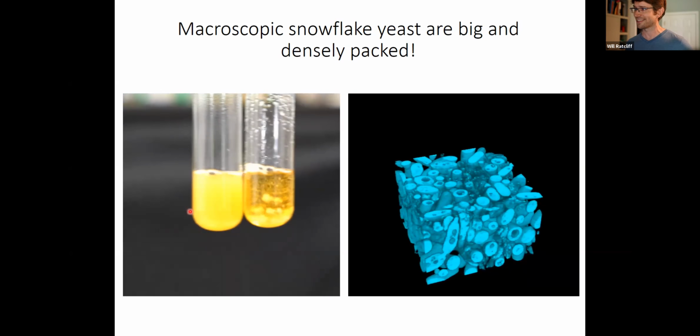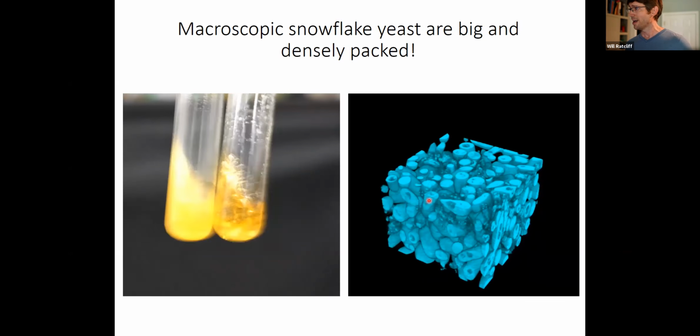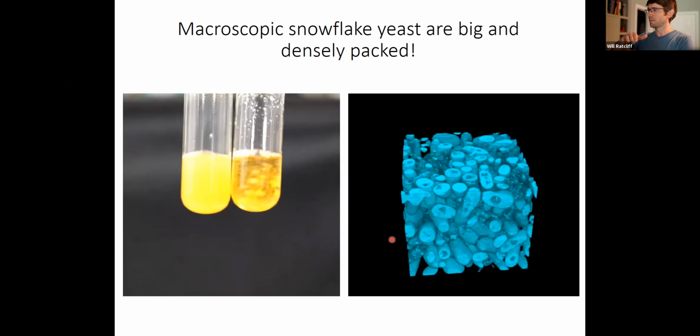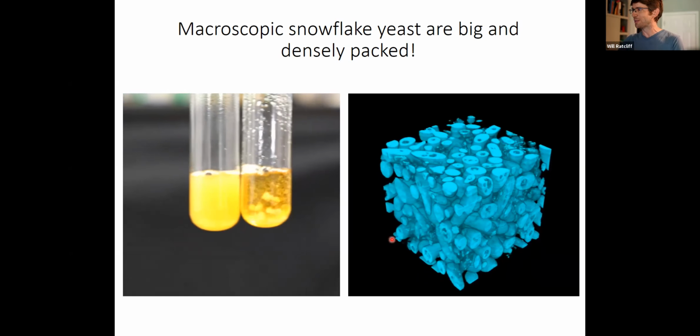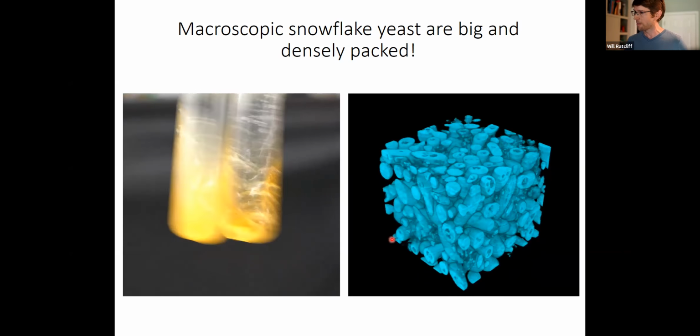Here's the ancestor on the left and evolved on the right, 600 day evolved on the right. And then if we look inside the cluster, this is actually adding thin slices from serial bulk phase scanning electron microscopy to a sort of growing cube. You can look into the center of one of these things. You can see they're very densely packed.